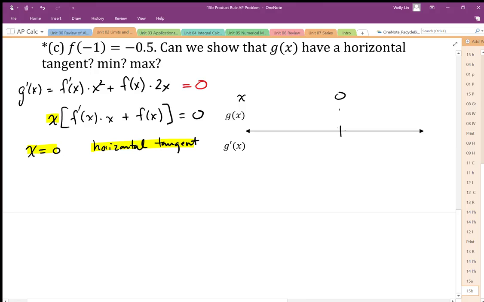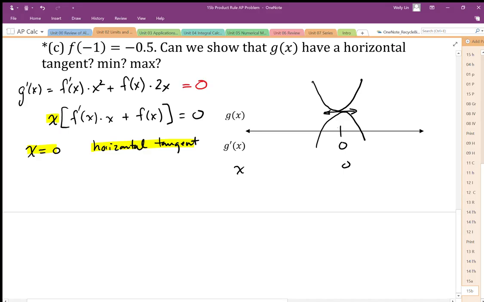I know this is a slope of 0, so I'm going to draw it like this. For x equals 0, g prime is 0, so I know the graph is looking like this. There's a horizontal tangent line at x equals 0. What I really want to know then is, does this graph go like this to get a horizontal tangent, or does it go like this? So we don't know based on the information we're given so far. But we do have a derivative.